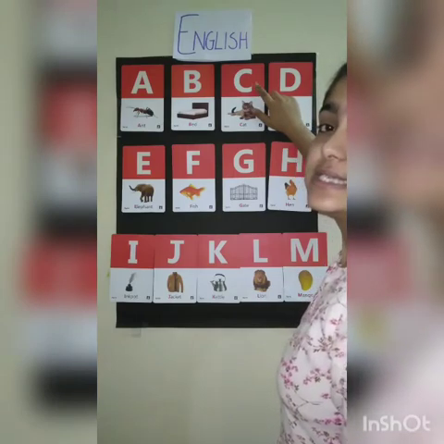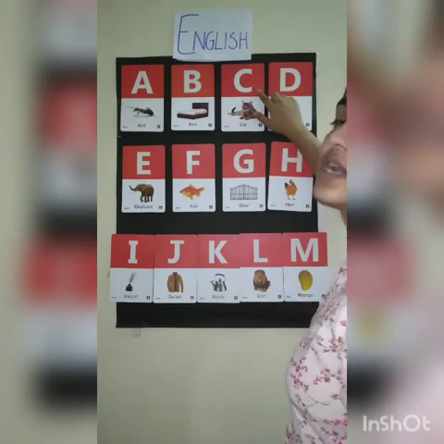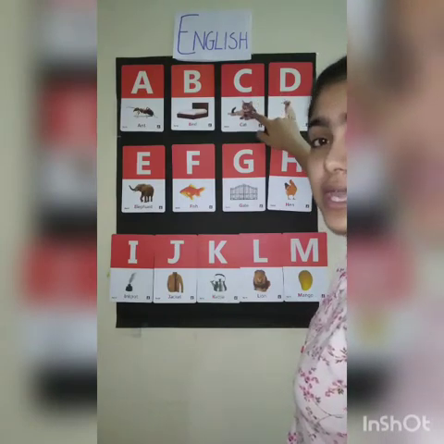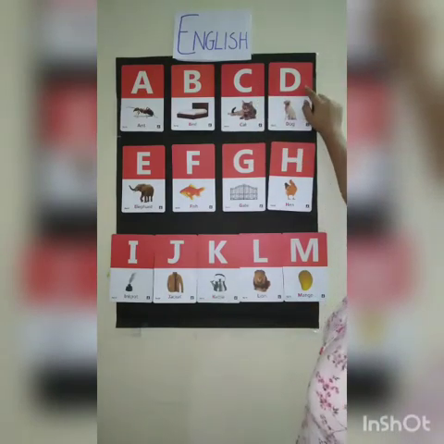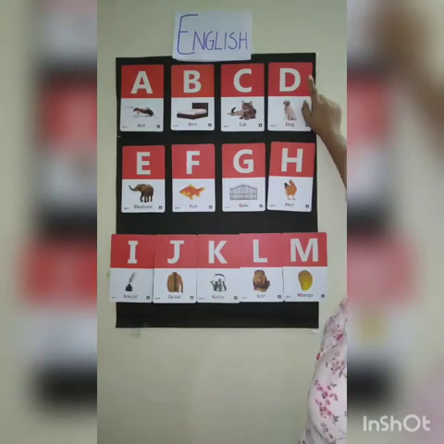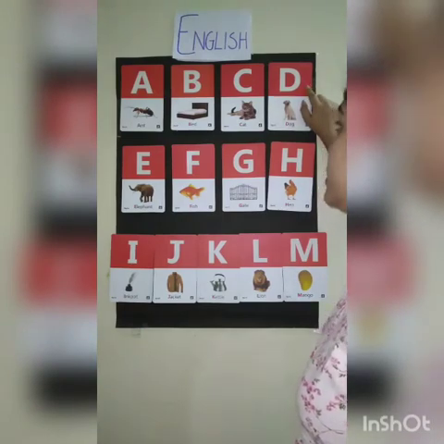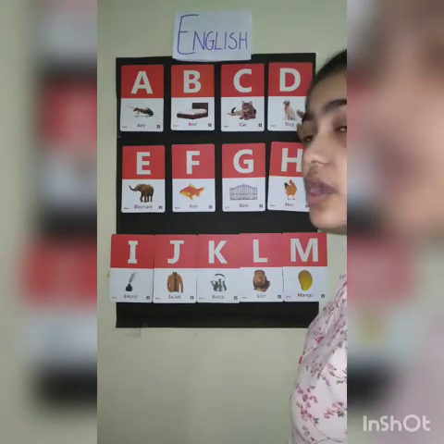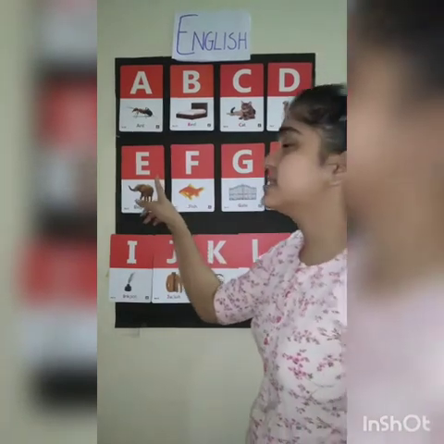Which letter is this? This is C. C, C, Cat. C, C, Cat. Which letter is this? This is D. D, D, Dog. D, D, Dog.